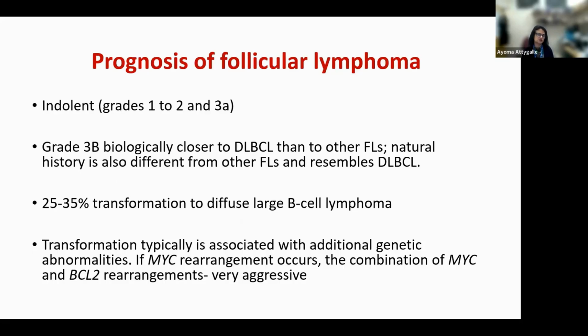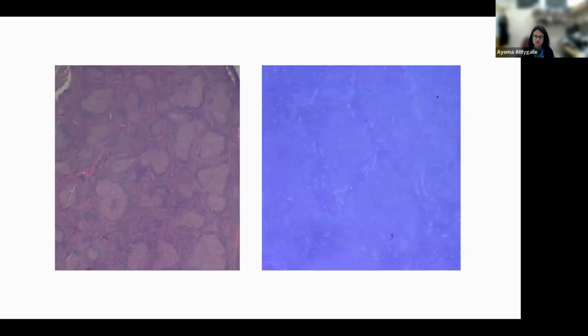So as I said, the indolent ones are grades 1, 2, and 3A. 3B is biologically closer to diffuse large B-cell lymphoma than other follicular lymphomas. So the natural history is different from other follicular lymphomas and resembles diffuse large B-cell lymphoma. Up to a third of cases of follicular lymphoma transform to diffuse large B-cell lymphoma, and the transformation is typically associated with additional genetic abnormalities. And if a MYC rearrangement occurs, the combination of MYC and BCL2 can be very aggressive. And these were referred to previously as double hit lymphomas. And now we just refer to it as a large B-cell lymphoma with MYC and BCL2 rearrangements in the new WHO classification.